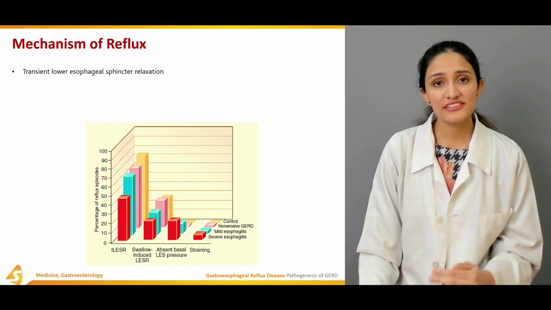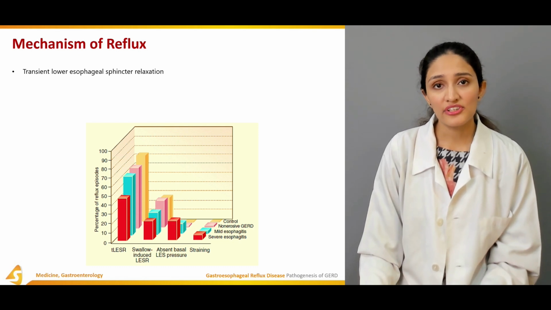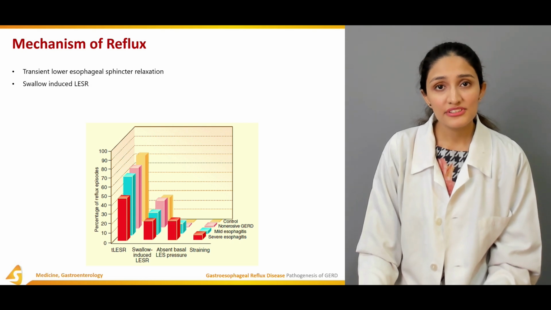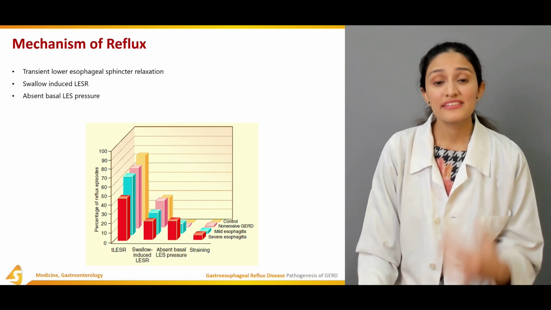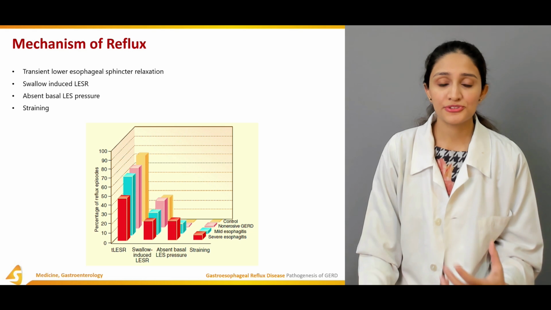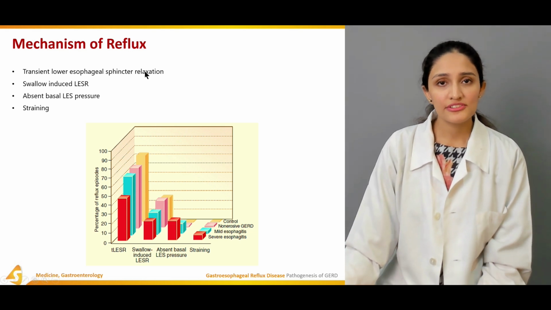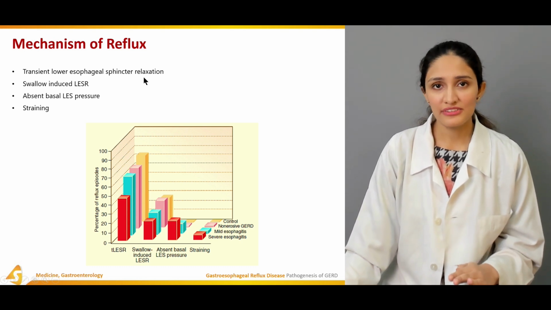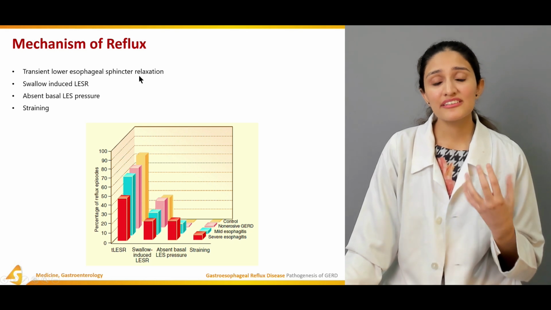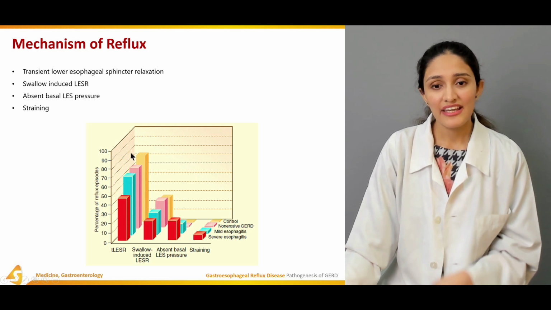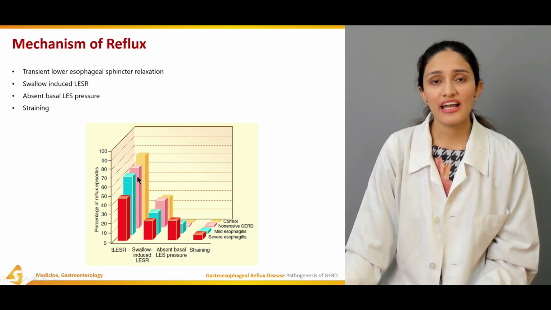Now the mechanism of reflux. There are four things that are very important in initiating reflux: transient lower esophageal sphincter relaxation, swallow-induced lower esophageal sphincter relaxation, complete absence of lower esophageal sphincter pressure, and straining. Transient lower esophageal sphincter relaxation is completely independent of swallowing. It does not relate to swallowing. It occurs when the relaxation of the lower esophageal sphincter is longer than 10 seconds. It occurs in almost all individuals that have reflux.